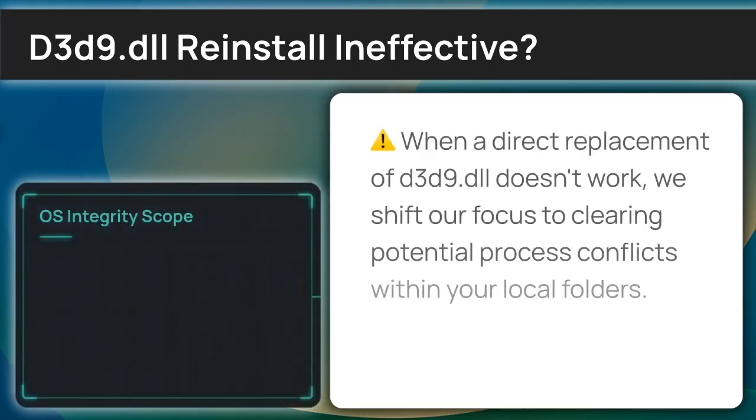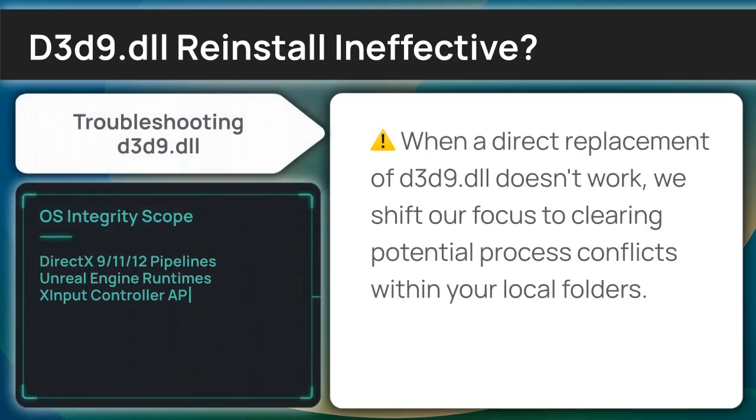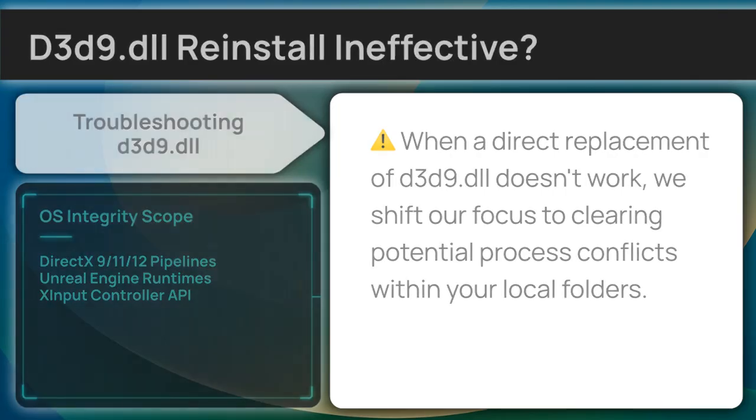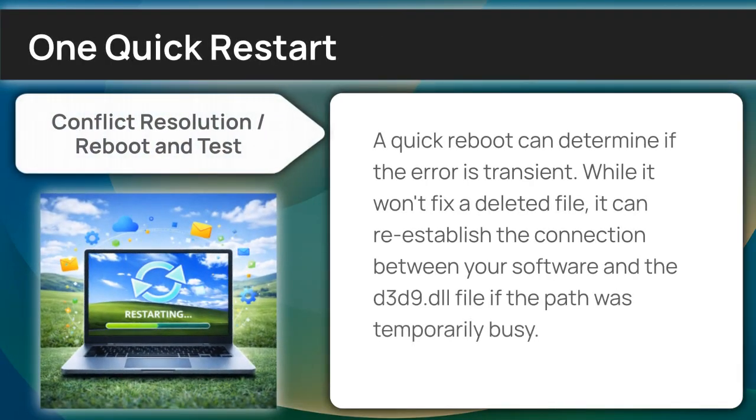In cases where the official installer remains ineffective, we must escalate to a manual review of your system's active runtime state. Performing a restart can determine if the error is just a transient environment glitch. A reboot refreshes your system's path variables and can sometimes re-establish a broken link to the Direct3d9 engine file.